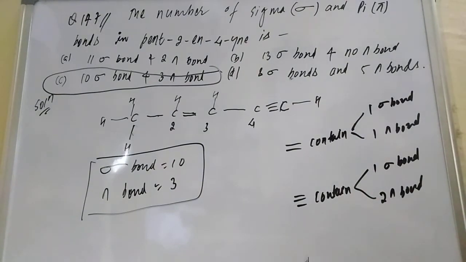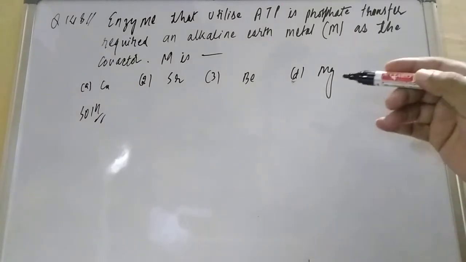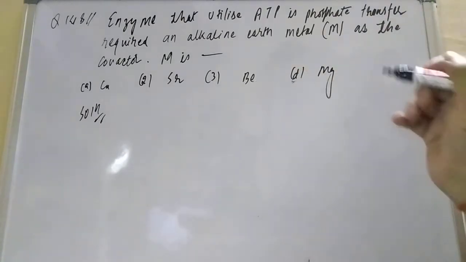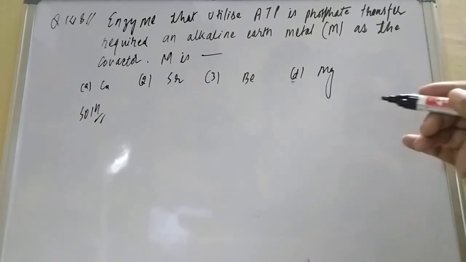Now let us move to another problem, students. Hello friend, now question number 148 from NEET set number 2. The enzyme that utilizes ATP in phosphate transfer requires an alkaline earth metal M as the cofactor. So they have given 4 options: calcium, strontium, beryllium and magnesium. Out of these, which one is acting as a cofactor for the enzyme?